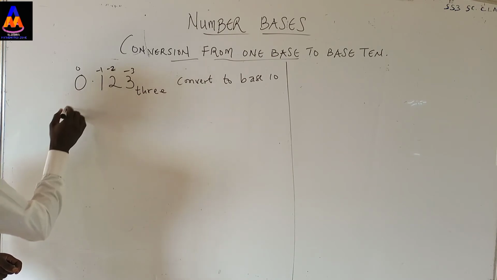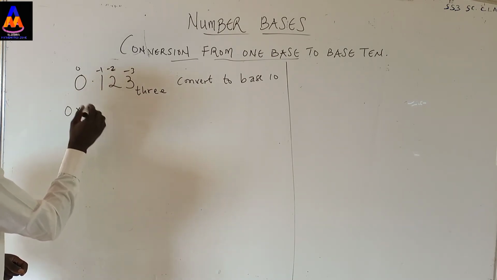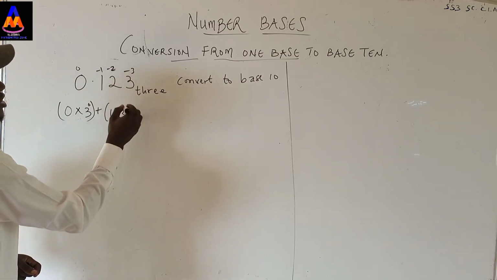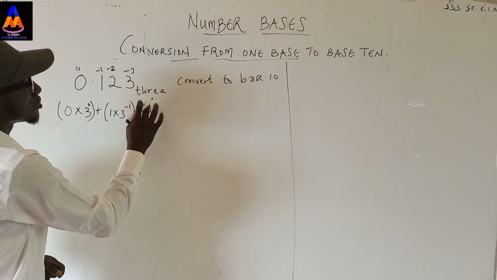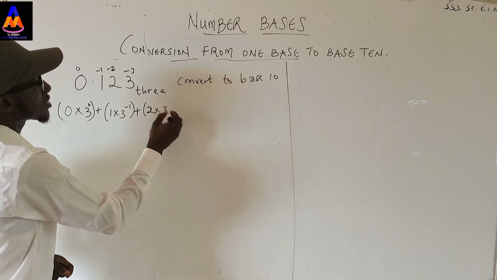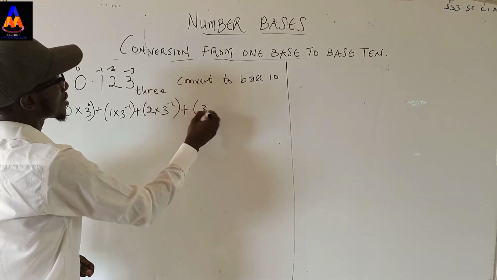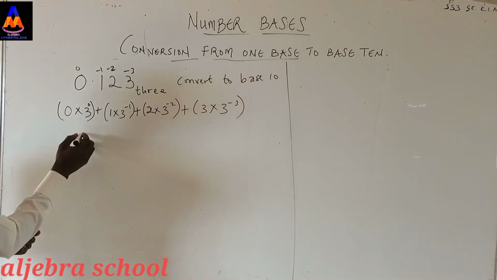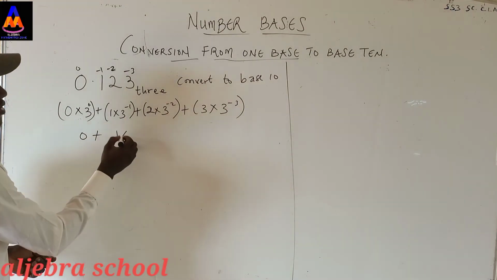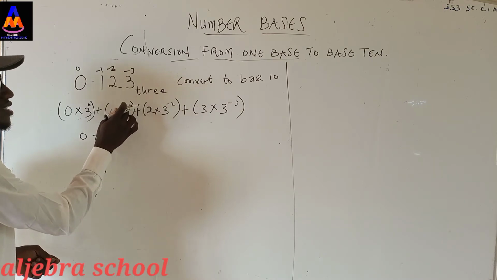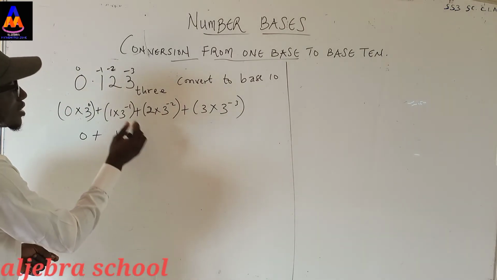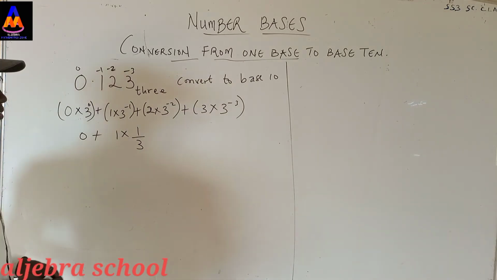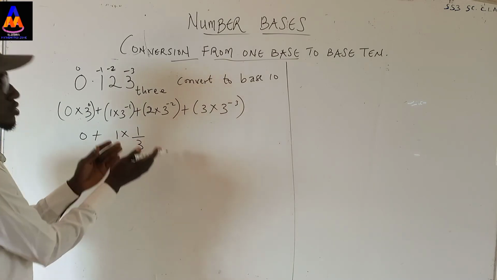So we go over it like we did. This is going to be 0 times 3, this base goes to power 0, plus 1 times 3 to power -1, plus 2 times 3 to power -2, plus 3 times 3 to power -3. So this is the expansion that we are doing. This is going to be 0, obviously. This is going to be 1 times, according to indices, 3 raised to power -1. By the law of indices, you have to reverse this as a fraction of 1/3. It is indices that deals with this topic, so we can't be deviating.